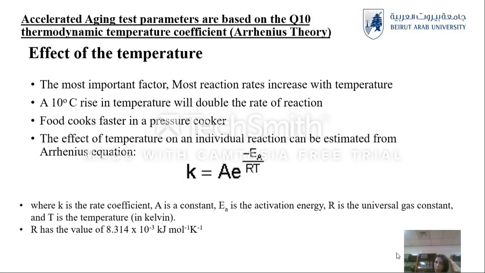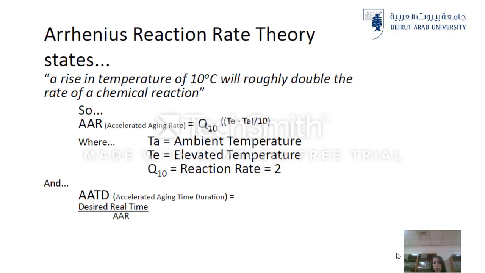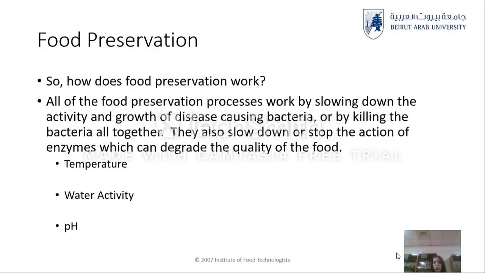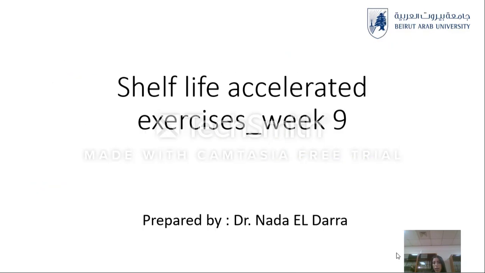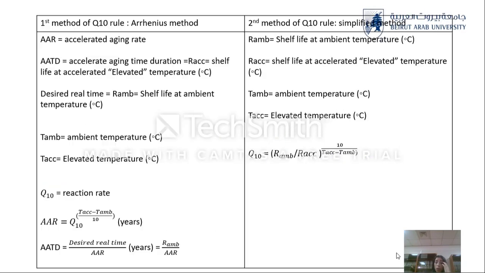As I already mentioned, a 10 degree rise in the temperature will double the rate of the reaction. Food cooks faster in a pressure cooker, and that's why we need to use this temperature. So I will go directly to the last two slides. I will explain the two methods that we can work on, okay, to calculate the shelf life. We have a simplified method and we have the Arrhenius method, okay? So as you can see, all the time we use a Q10.